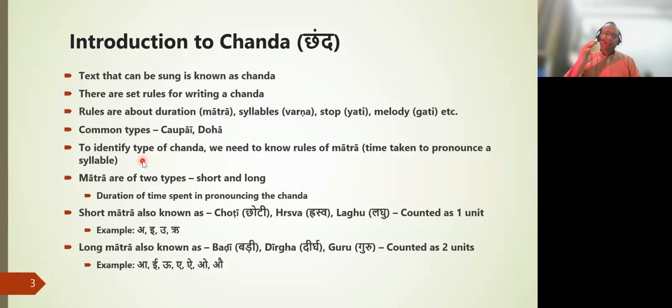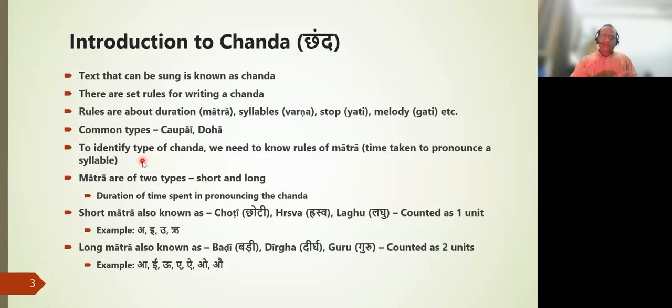But in order to identify some of these chandas, they can be known or understood by the number of syllables, but sometimes some chandas have the same number of syllables. For example, 17 syllables. There are several chandas which have 17 syllables, 17 varnas. So which one is which? This one also has 17, that one also has 17. Now how to distinguish between them?